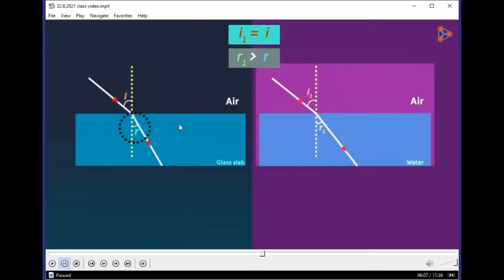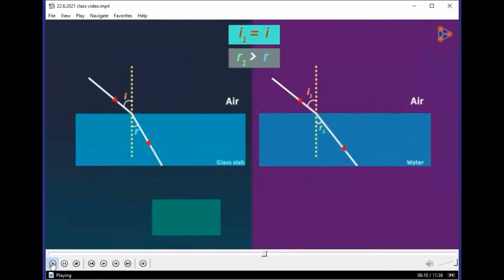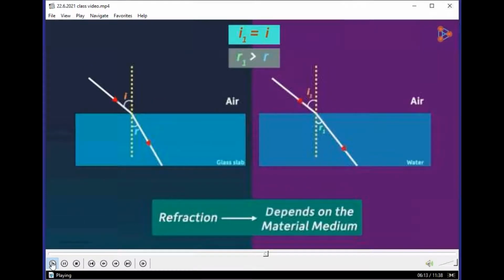So here, try to understand. In the first example, the first medium is air and the second medium is glass. In the second example, the first medium is air and the second is water. So here, the angle of incidence is the same, that is I, but the angle of refraction is different because the second medium is different. So what can we infer? We can say that the refraction of a light ray depends on the material medium on which light is incident. Yes, light rays will be refracted by different amounts in different materials.